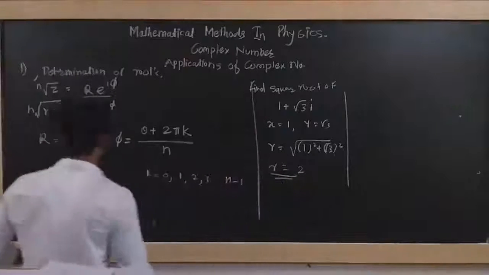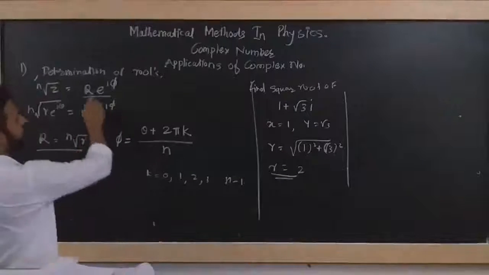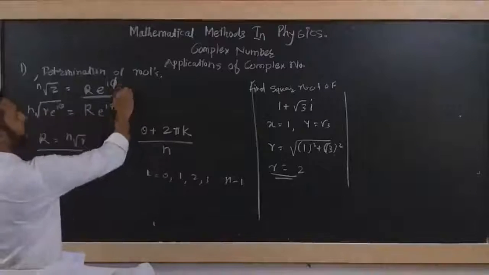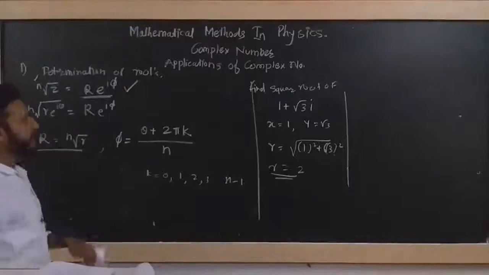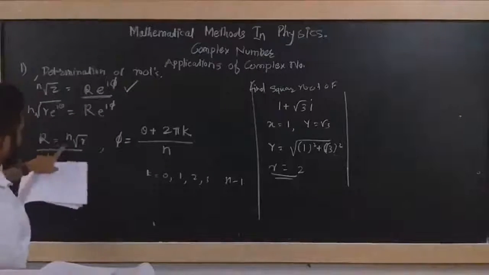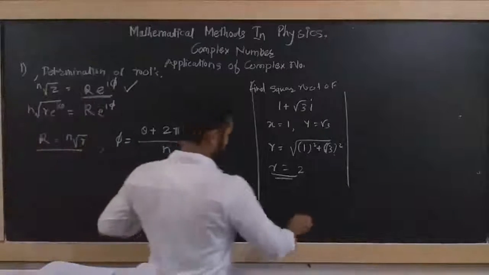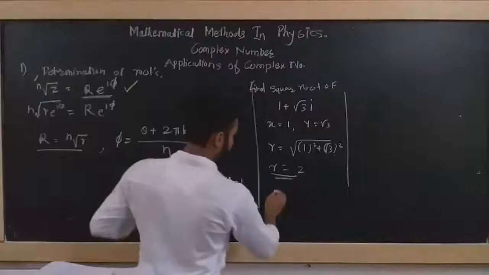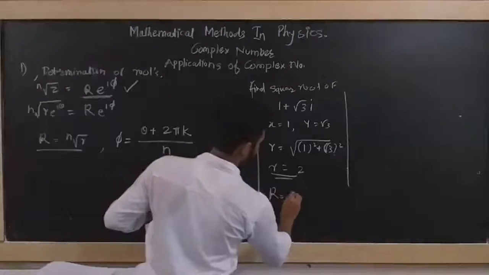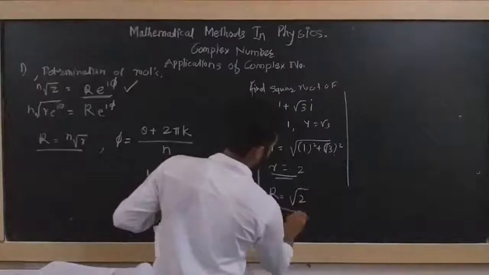So capital R, we want to find out roots of the complex number, which is r e raised to i phi. So we want to find out capital R, which is equal to the nth root of 2. What is the square root of 2? So capital R is equal to square root of 2.